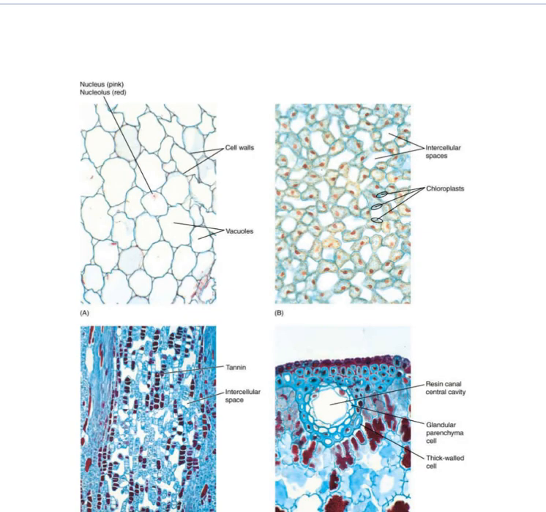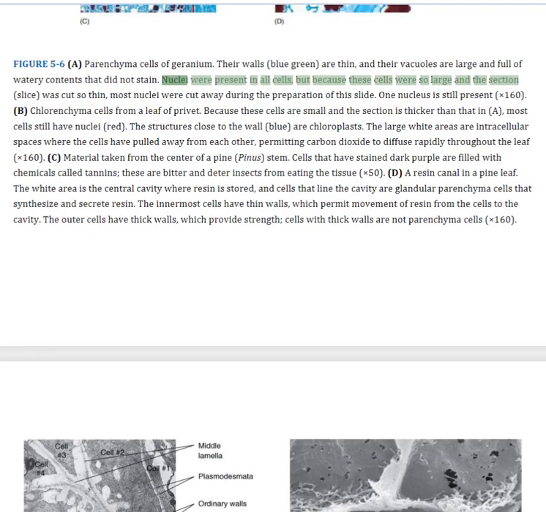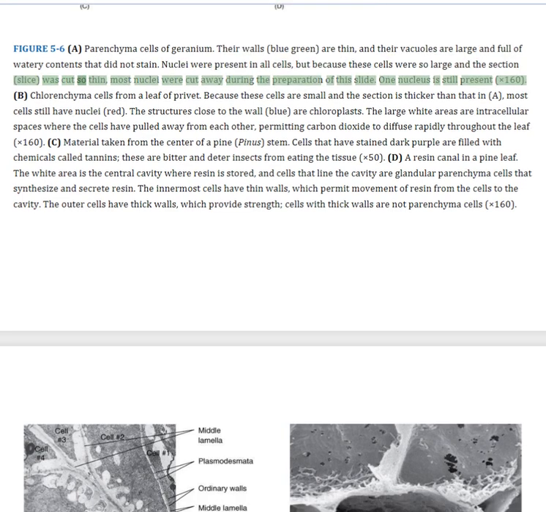Figure 5-6: parenchyma cells of geranium. Their walls are thin, and their vacuoles are large and full of watery contents that did not stain. Nuclei were present in all cells, but because these cells were so large and the section was cut so thin, most nuclei were cut away during the preparation of this slide. One nucleus is still present.